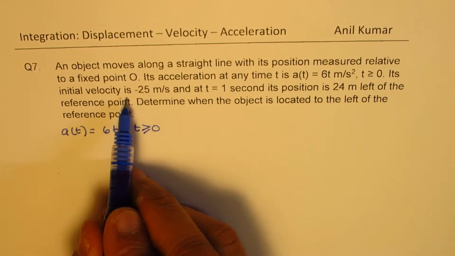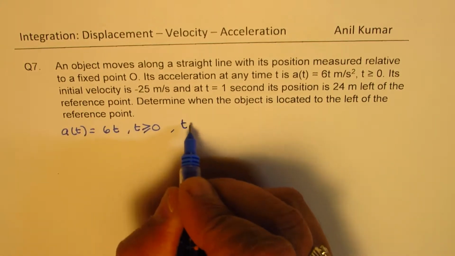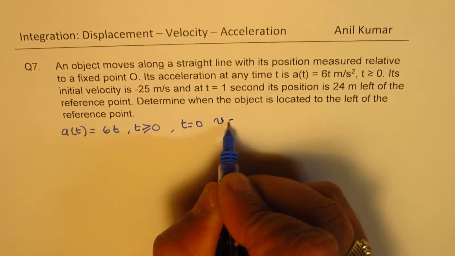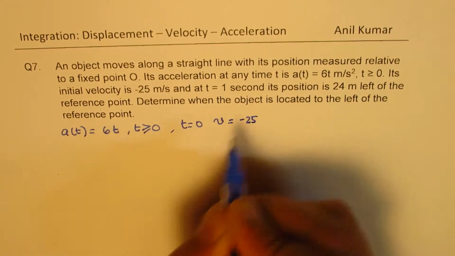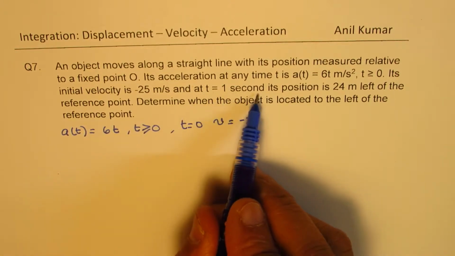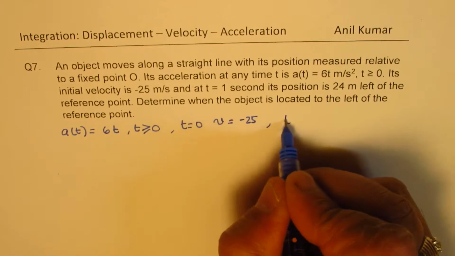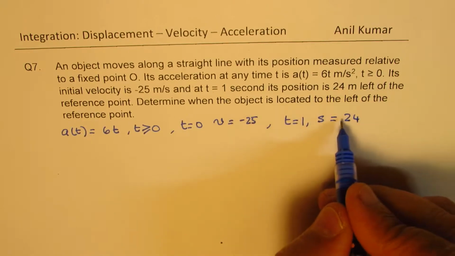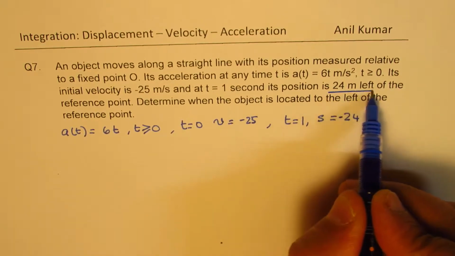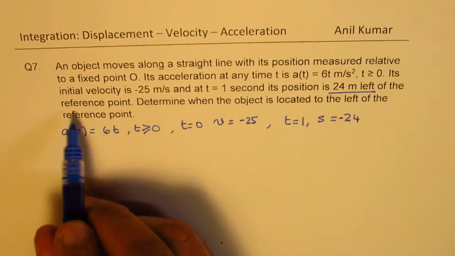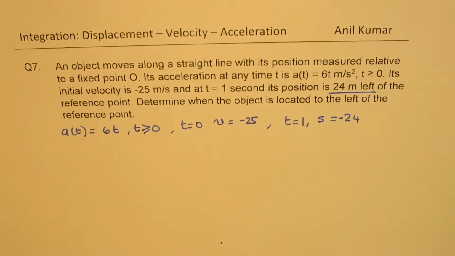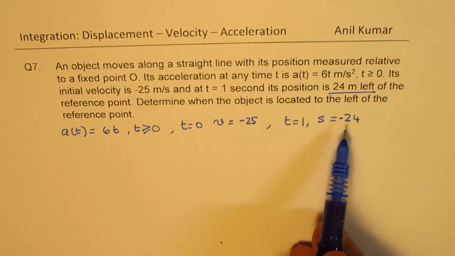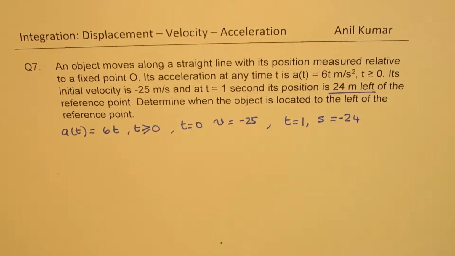Its initial velocity is minus 25. So at t equals 0, velocity is equal to minus 25, right? And at t equals 1 second, its position is 24. And at t equals 1, displacement s is 24 meters left. So it is minus 24, right? It is written 24 meters left, so minus 24 of the reference point, which we are taking as origin. Determine when the object is located to the left of the reference point. So this is to the left of the reference point. Okay, so let's try to work it out.